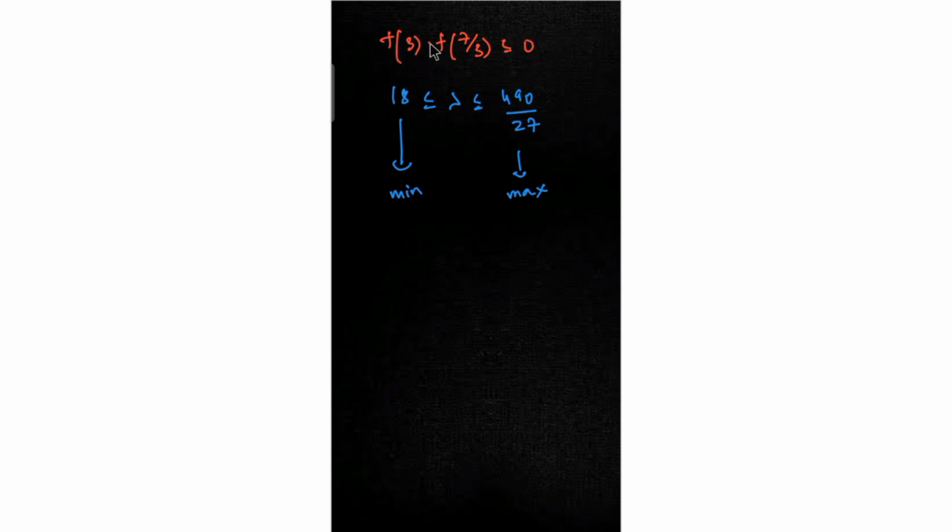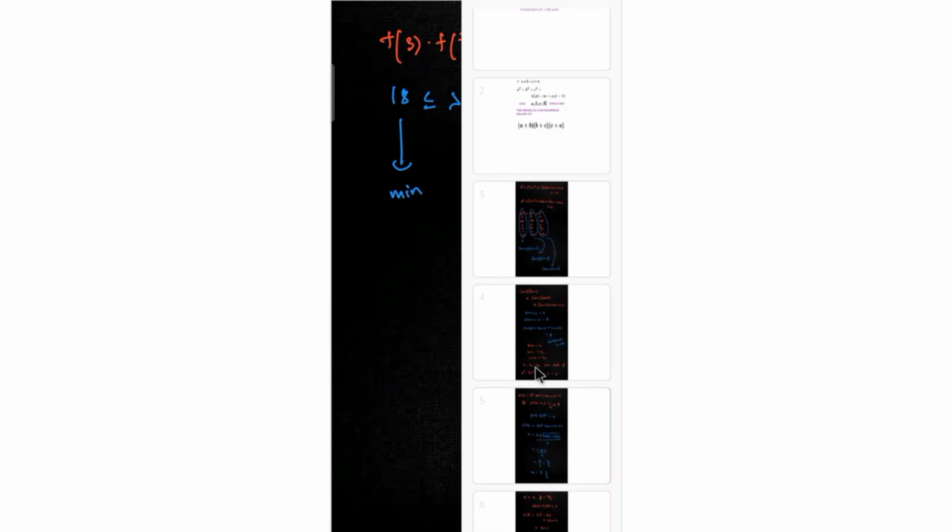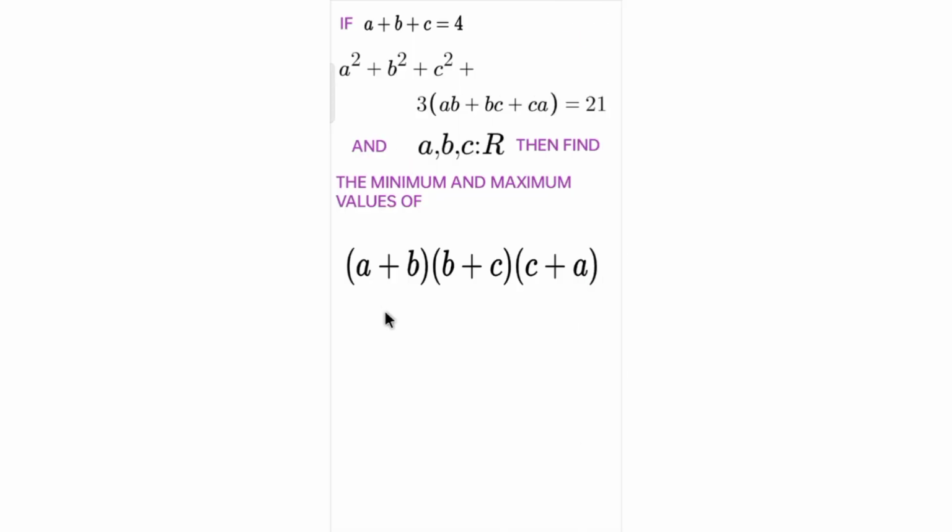I'm skipping this so that I can limit my video up to 16 minutes. I just don't want to prolong this. So this is how we will solve this. So the minimum value is 18 and the maximum value is 490 by 27.